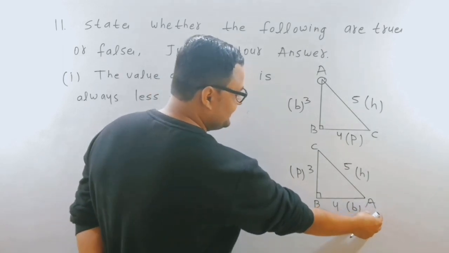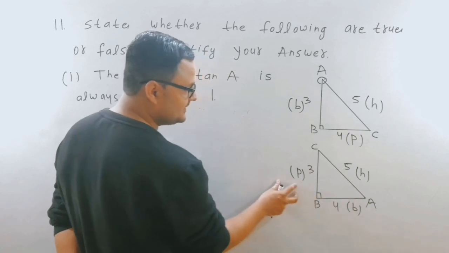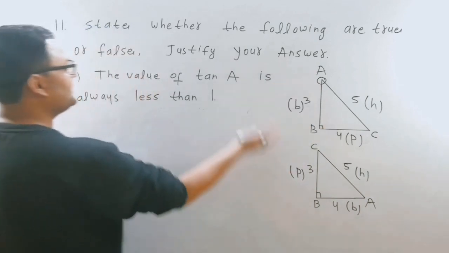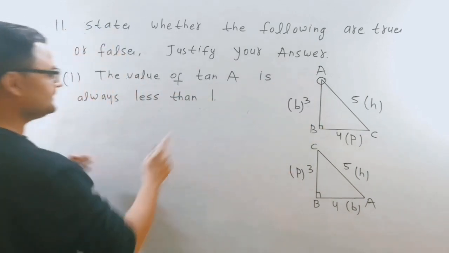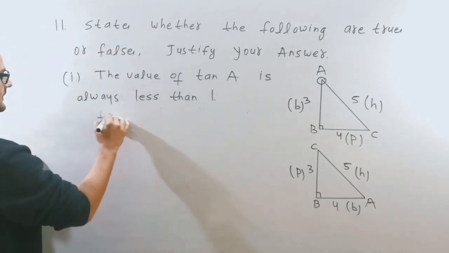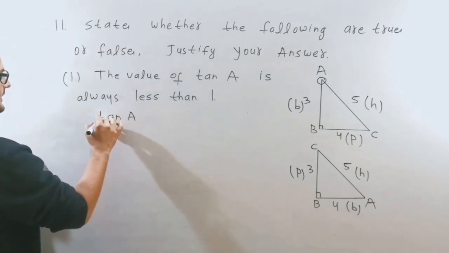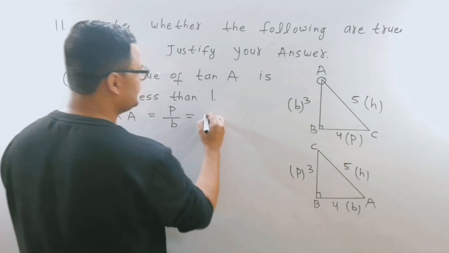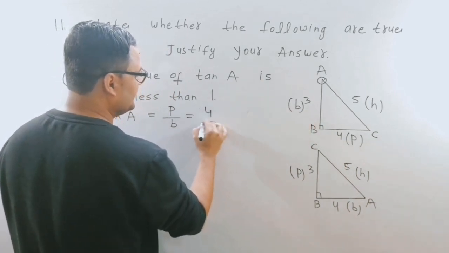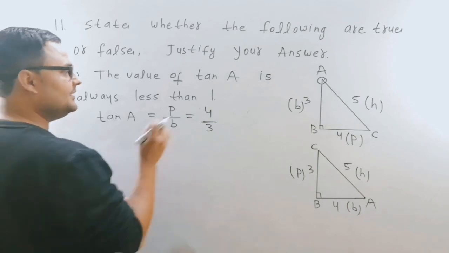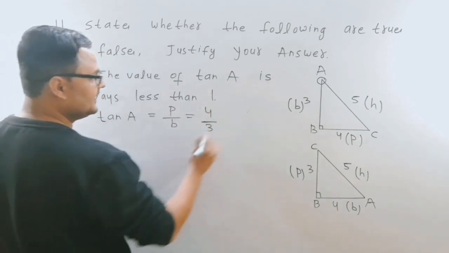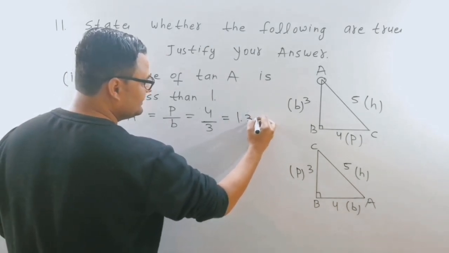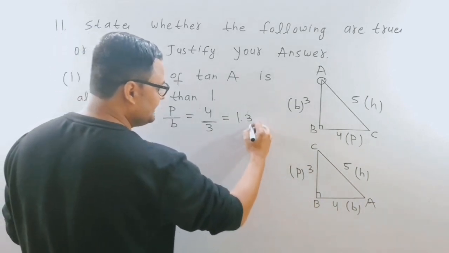For the second diagram, for this angle A, this is the base, this is the perpendicular, and this is the height. Now we have to find out in both cases whether the value of tan A is less than 1. For the first diagram, tan A equals P by B. For the first one, P is 4 and the base is 3. Now this is an improper fraction. An improper fraction's value is always more than 1. If I simplify, I will get 1.333 something, so I can write it as 1.3 approx.